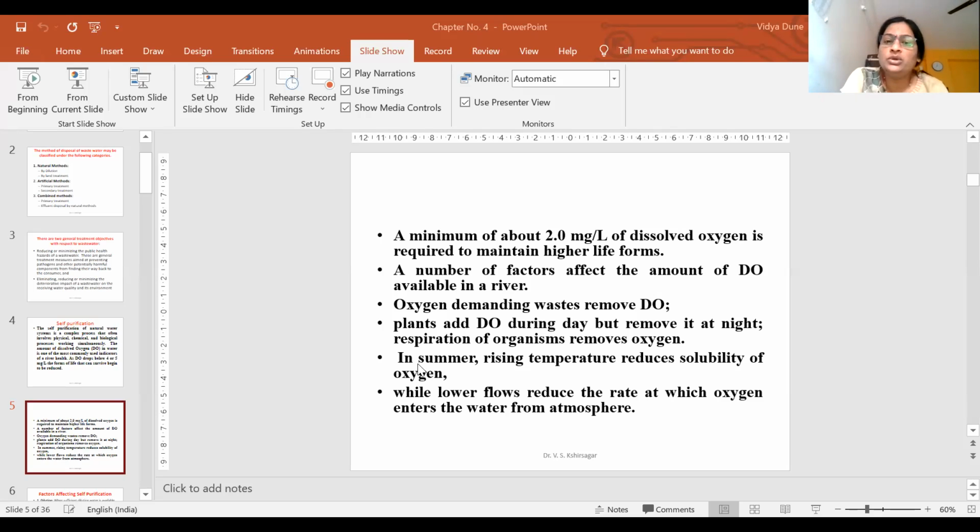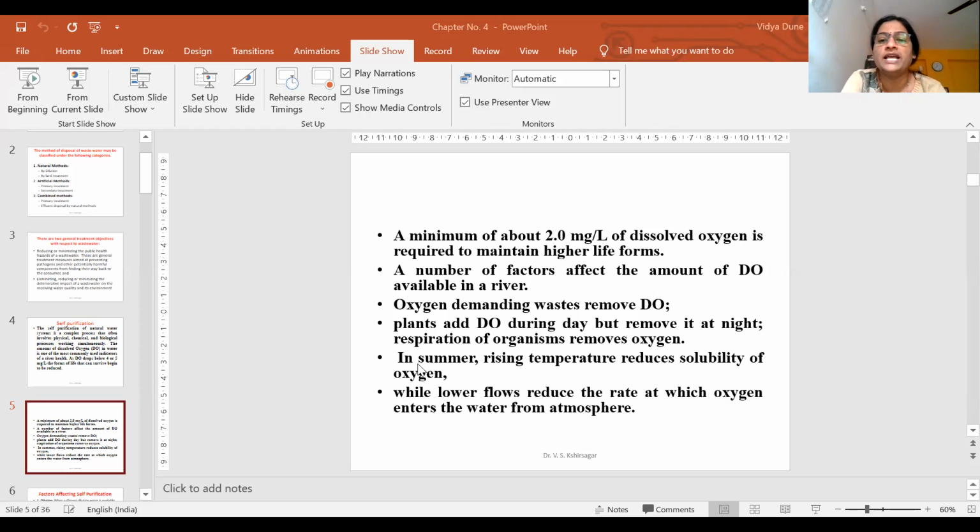Plants keep on adding dissolved oxygen. During the day, photosynthetic activity is performed and it releases oxygen. That way plants are also adding to the dissolved oxygen level. Atmospheric oxygen is also added by natural methods.